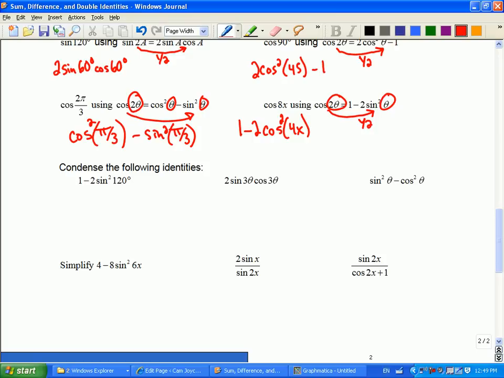Okay, so this time we're going in the other direction. It's not telling you which identity to use, but I'm hoping at this point you're starting to recognize which one makes sense. Here, what I'm going to try and plug it into is a cosine 2 theta. So why don't I just put it in the margin here? Cosine 2 theta is 1 minus 2 sine squared theta.